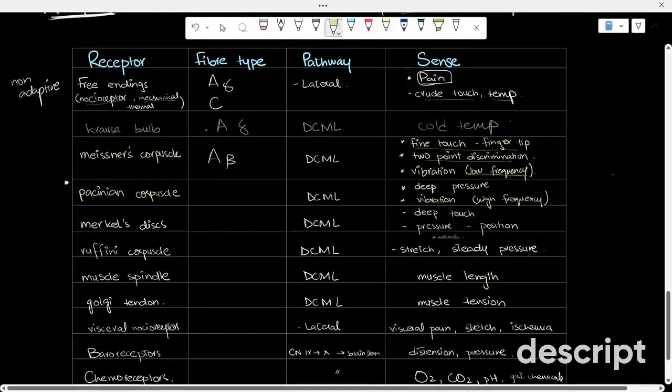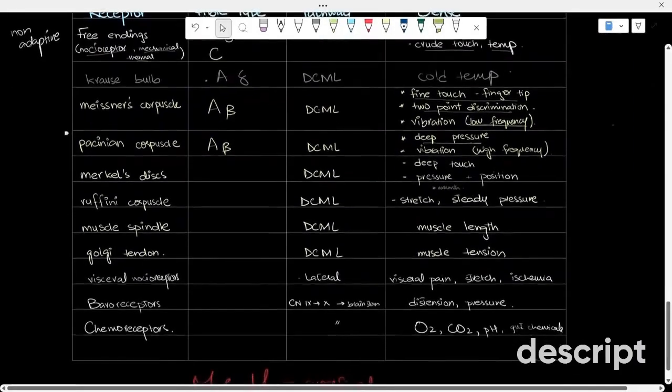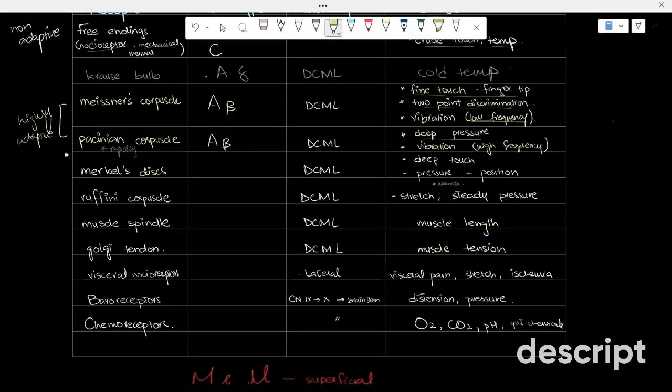The Pacinian corpuscles are responsible for detecting deep pressure and high frequency vibration. Again, the pressure and vibration, it will be A beta. Now, both of these are highly adaptive receptors. Pacinian corpuscle is the most rapidly adaptive receptor.